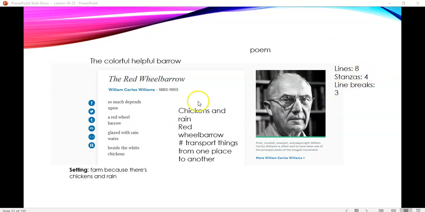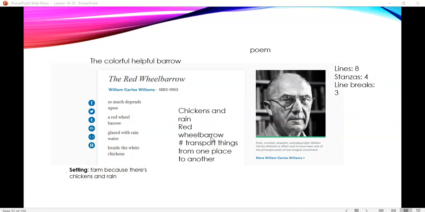And then we found 8 lines. So there's 1, 2, 3, 4, 5, 6, 7, 8. And then we also established that there were 4 stanzas. Remember, stanzas are like little paragraphs. So there's one right here, lines 1 and 2, and then 3 and 4 is another, 5 and 6, 7 and 8. So yes, there's 4 stanzas. And line breaks. Remember, a line break is where usually your little finger fits. So this is 1, this is 2, this is 3. We do not count the bottom. So there's only 3 of them.